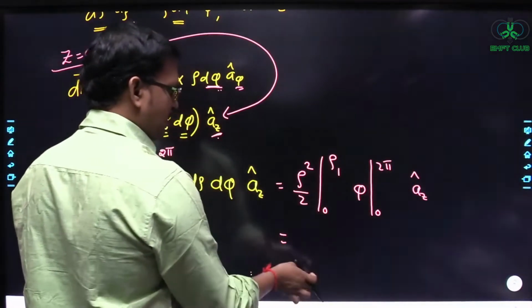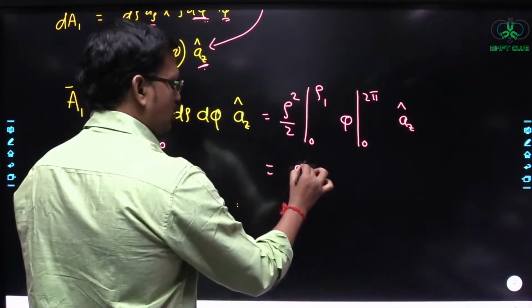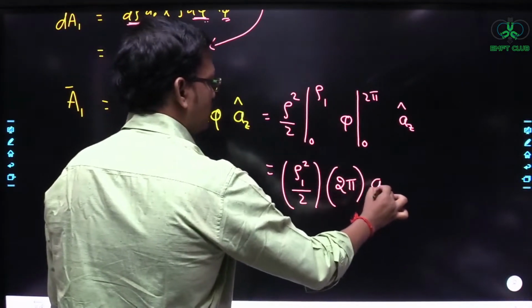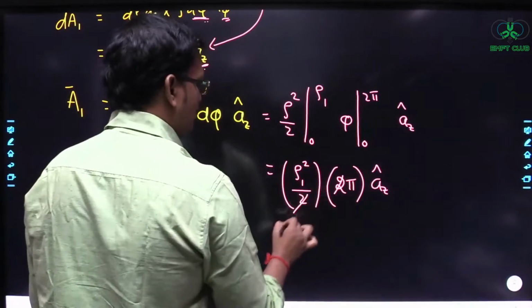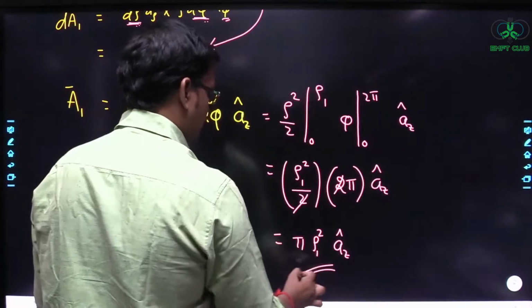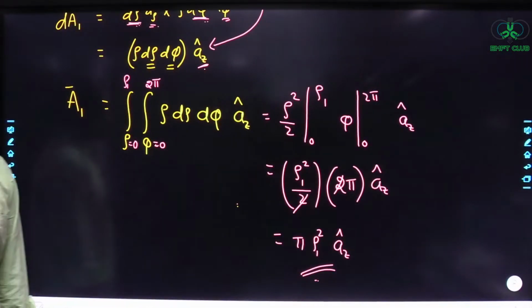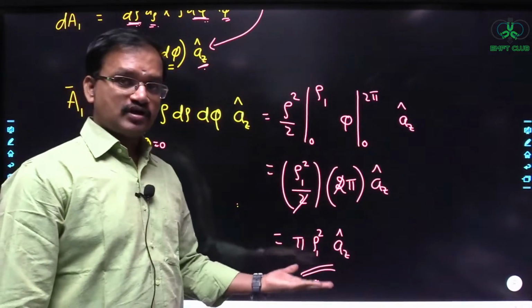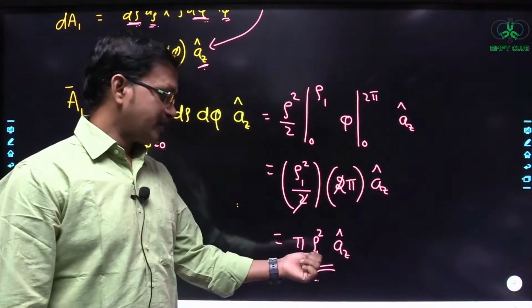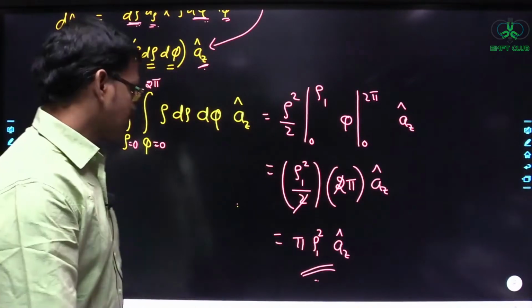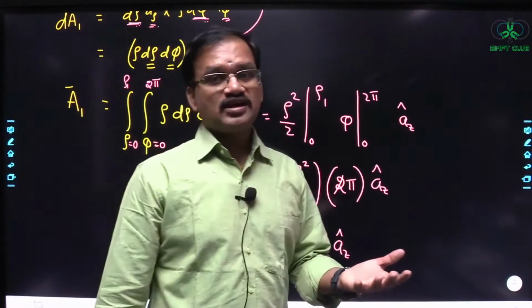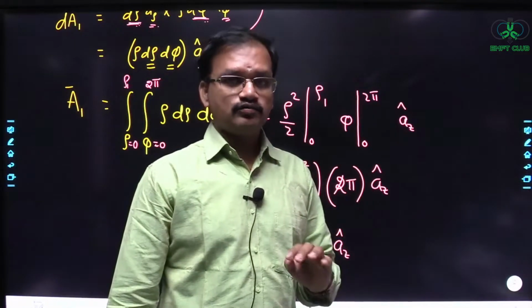So if you substitute the range, what are you going to get? You are going to get rho 1 square by 2 here, and here you are going to get 2 pi, and here you are going to get az cap. So here 2 will get cancelled. You are going to get pi rho 1 square into az cap. Pi rho 1 square represents what? It represents the surface area of a circle whose radius is rho 1. Okay? So without doing this mathematical analysis, we have visualized what surface is going to form by varying rho and phi. Understood?